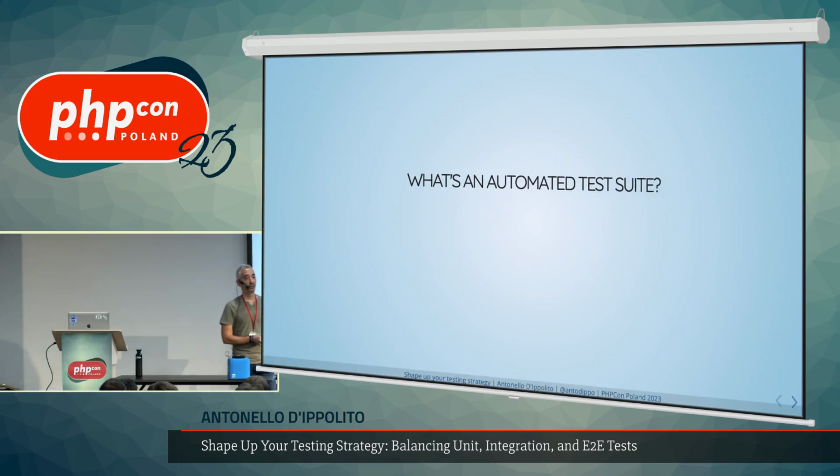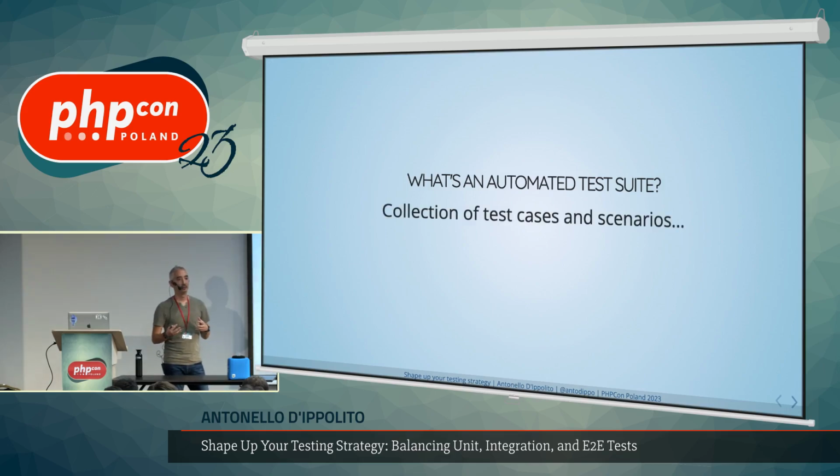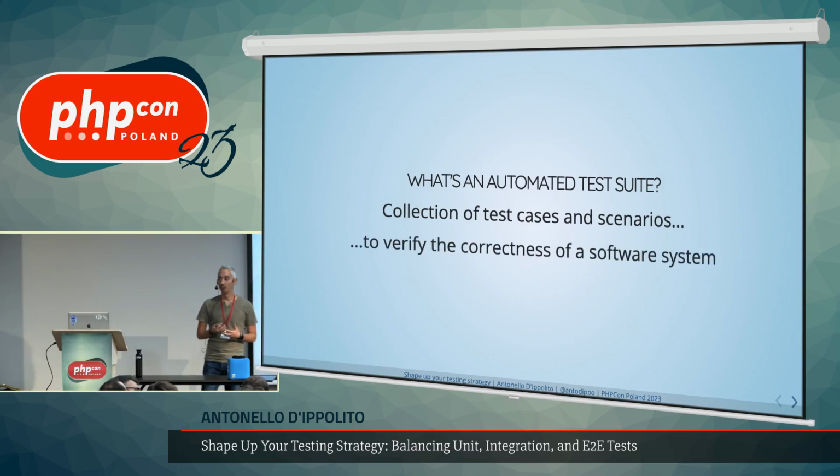Well, for sure, we are talking about automated test suites, right? Because that's what we want to shape. That's why we want to have a strategy. So an automated test suite is obviously a collection of test cases and scenarios that we can use to verify the correctness of our software system. A software system is not about just writing it, but changing it, evolving it. And every time we change our software, we want to verify that it's still correct, that there are no regressions, and that it still does what it's supposed to do. That's why we have automated testing.